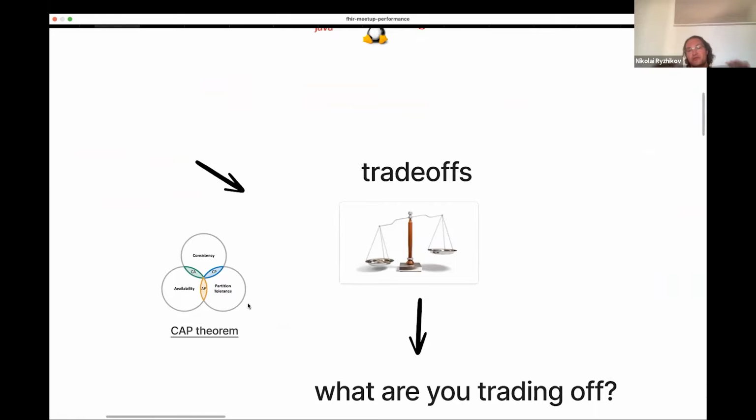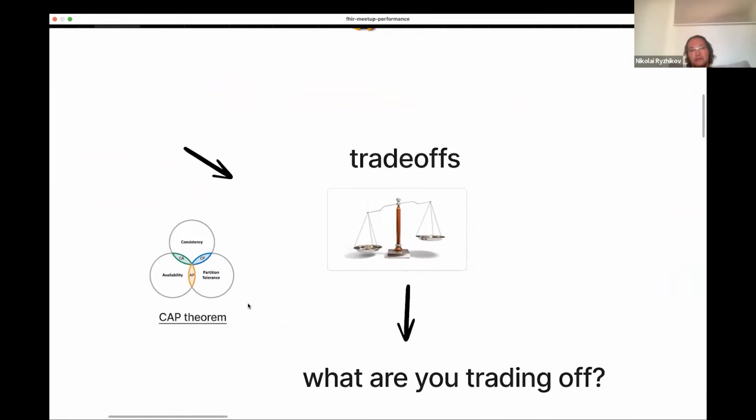It's a space of trade-offs. It means that you cannot get all the features and all the properties you want. So you should choose between options, because if you choose one option, you're losing another. And the main question is what you're going to trade off.